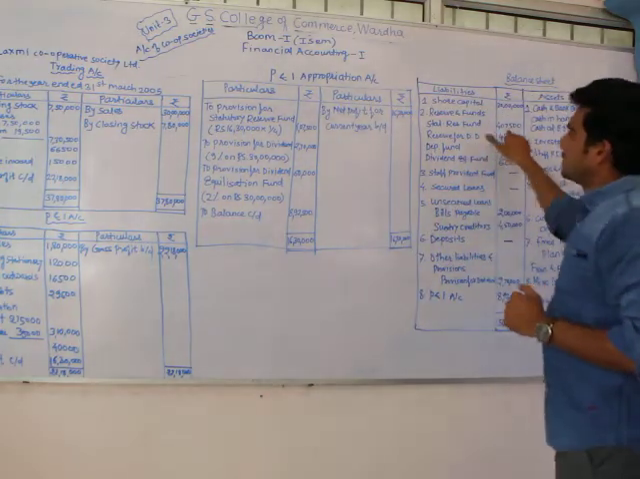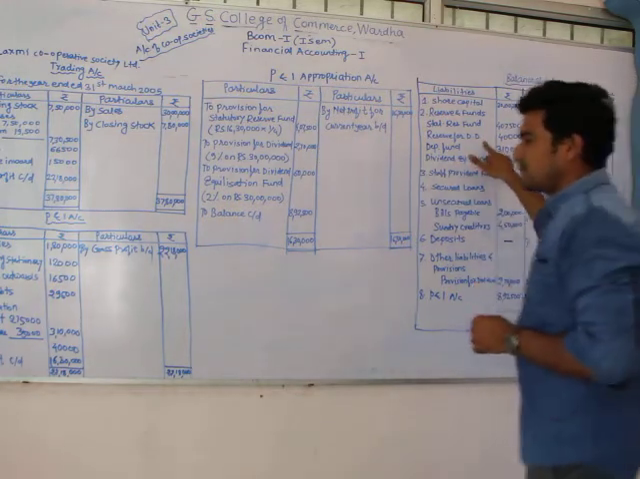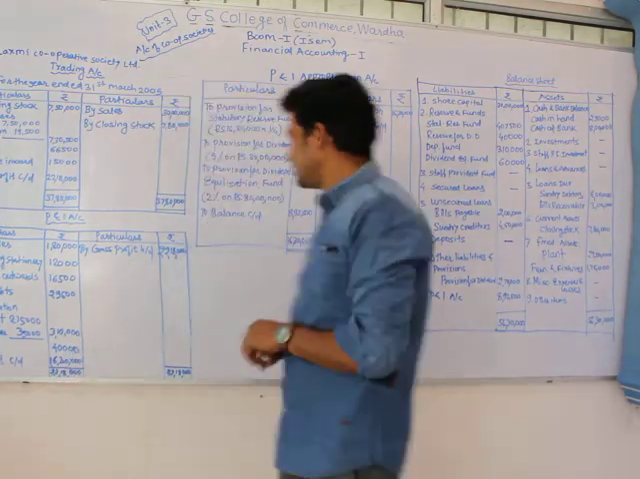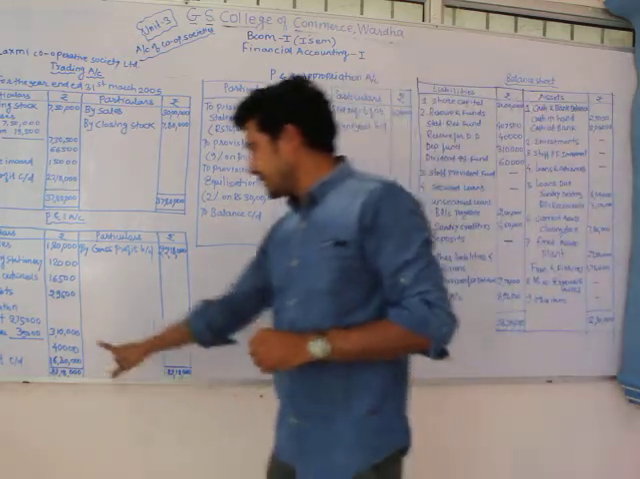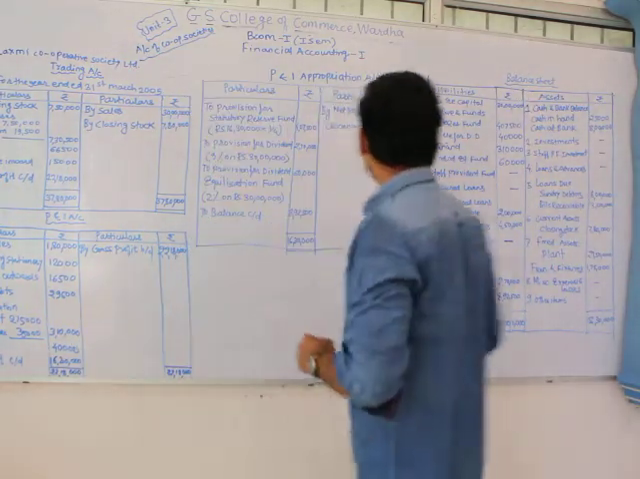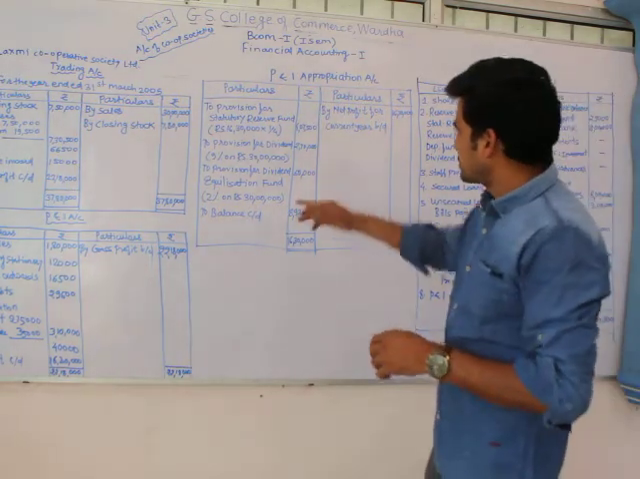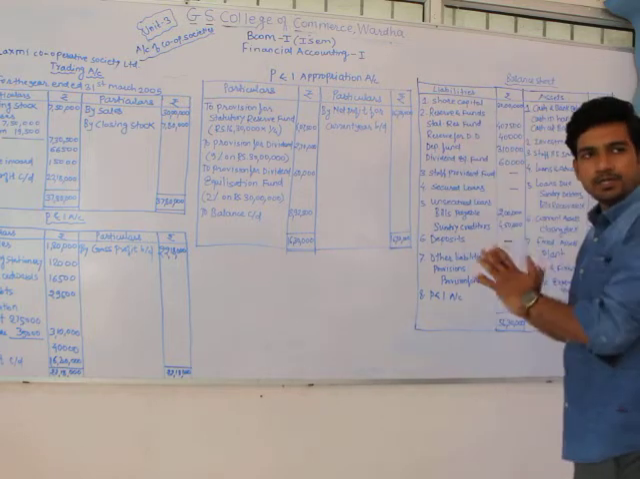Statutory reserve is 4,07,500. Reserve for doubtful debt, we had already calculated, is 40,000. Depreciation fund we already calculated here, 3,10,000. Dividend equalization fund, we just calculated here, is 60,000. So all those reserves we have already mentioned here.